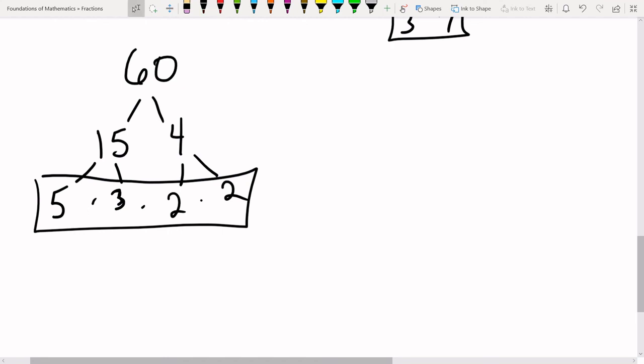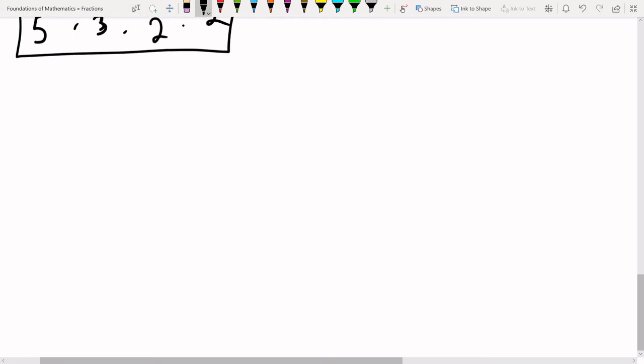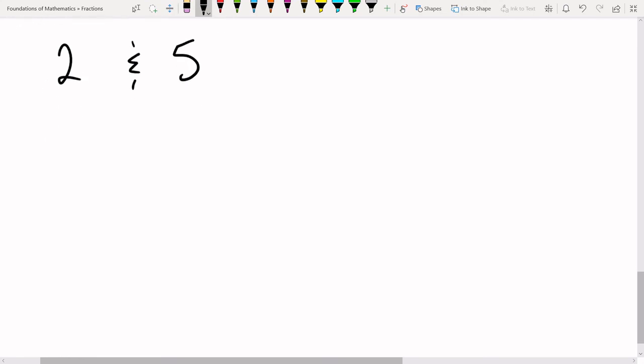Let's move on to find some least common denominators so we have practice with that. Say we have 2 and 5. What's the least common denominator, or LCD, of 2 and 5? Well, you can do any one of the 3 methods.